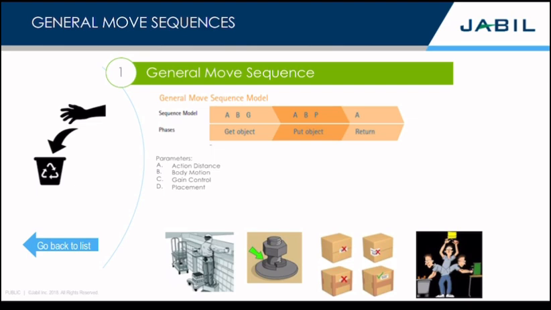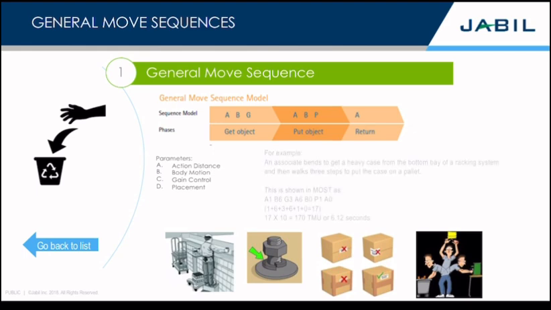The order of the sequence model defines the events or actions that take place in the work method. Workplace conditions and the defined work method determine the variation of each parameter. A for action distance, for example, is assigned an index value 0, 1, 3, 6, 10, etc., taken from a MOST data card. To convert the formula to time, the index values are added together and multiplied by 10 to get the time measurement units, TMU.